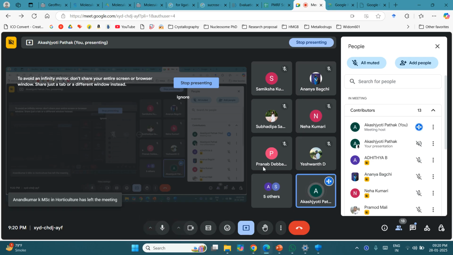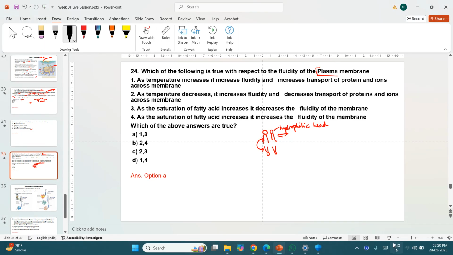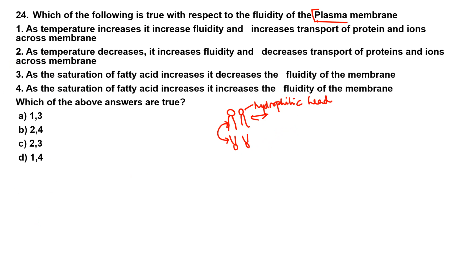Okay, just a minute. I have two more slides. I will just quickly complete them. So the correct answer for this question is that when the temperature increases, the fluidity of the plasma membrane increases, and it also leads to increased transport of proteins and ions across the membrane.